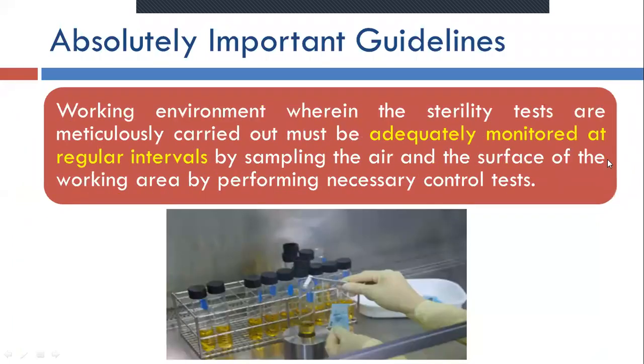The working environment wherein the sterility tests are meticulously carried out must be adequately monitored at regular intervals by sampling the air and surface of the working area by performing the necessary control tests. This is for maintaining aseptic conditions while testing the product in the area. Regular intervals means usually before testing any sample, the area should be checked for the presence of any microorganism. That means it should be sanitized, it should be sterilized, the air should be sterilized. We have to work in a laminar flow hood and everything, and all the care has to be taken.